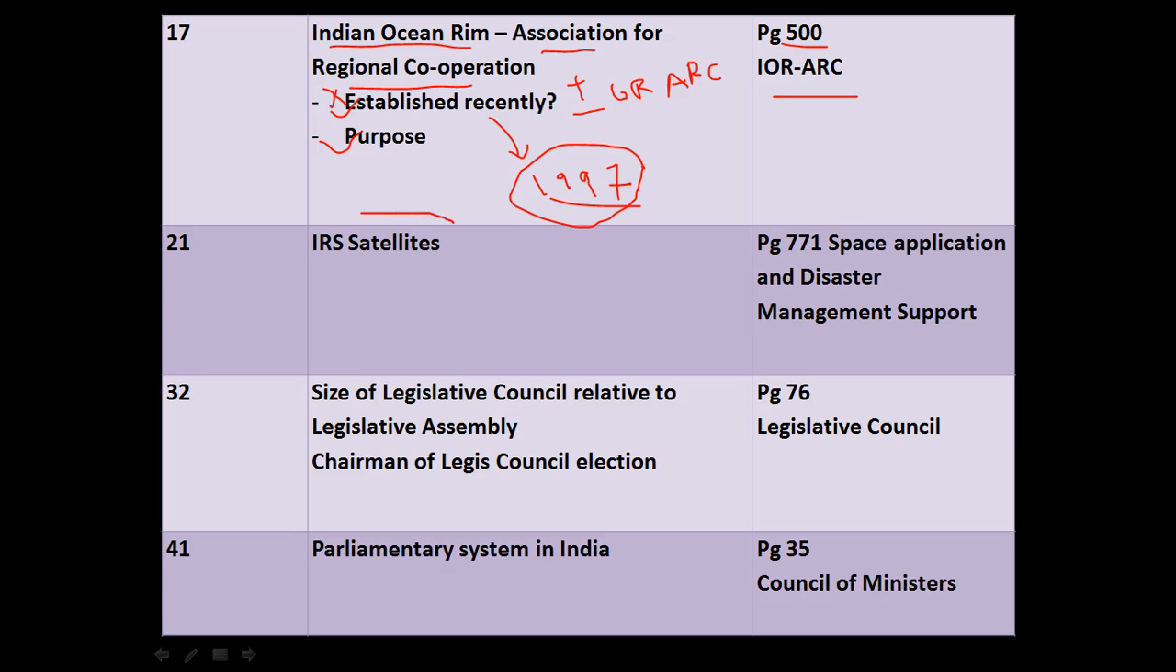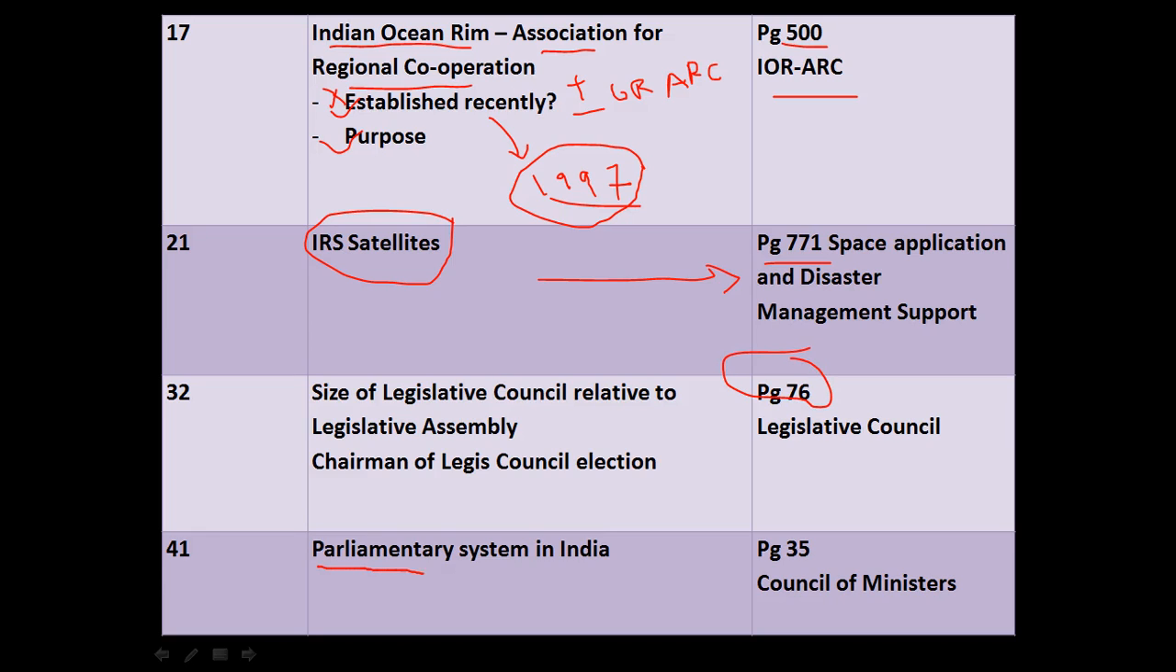Then we had this question about Indian remote sensing satellites, which could be answered from this text given in page 771. Then we had this question about the relative size of the legislative council to the legislative assembly, and the answer has been clearly given in the legislative council part, sorry, page 73 of the yearbook.